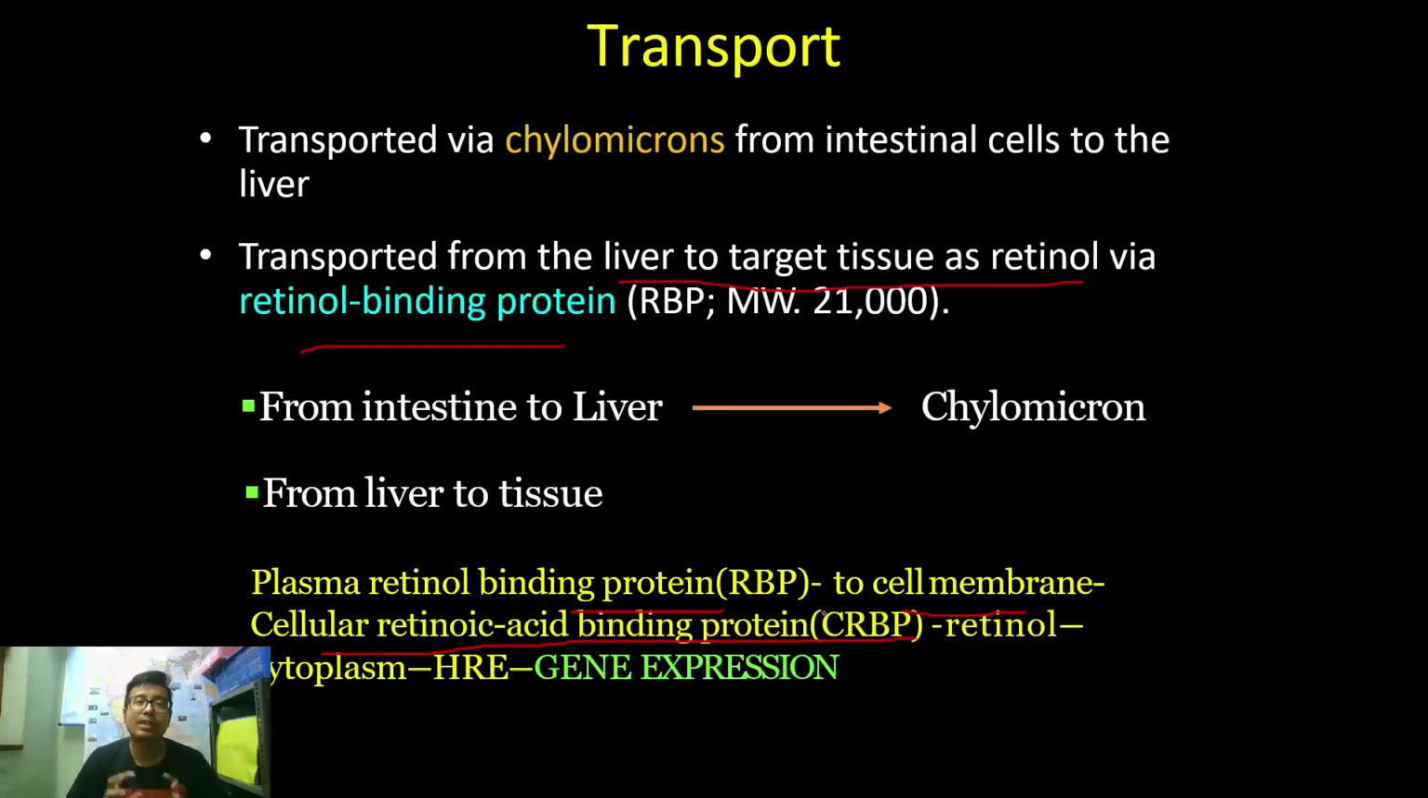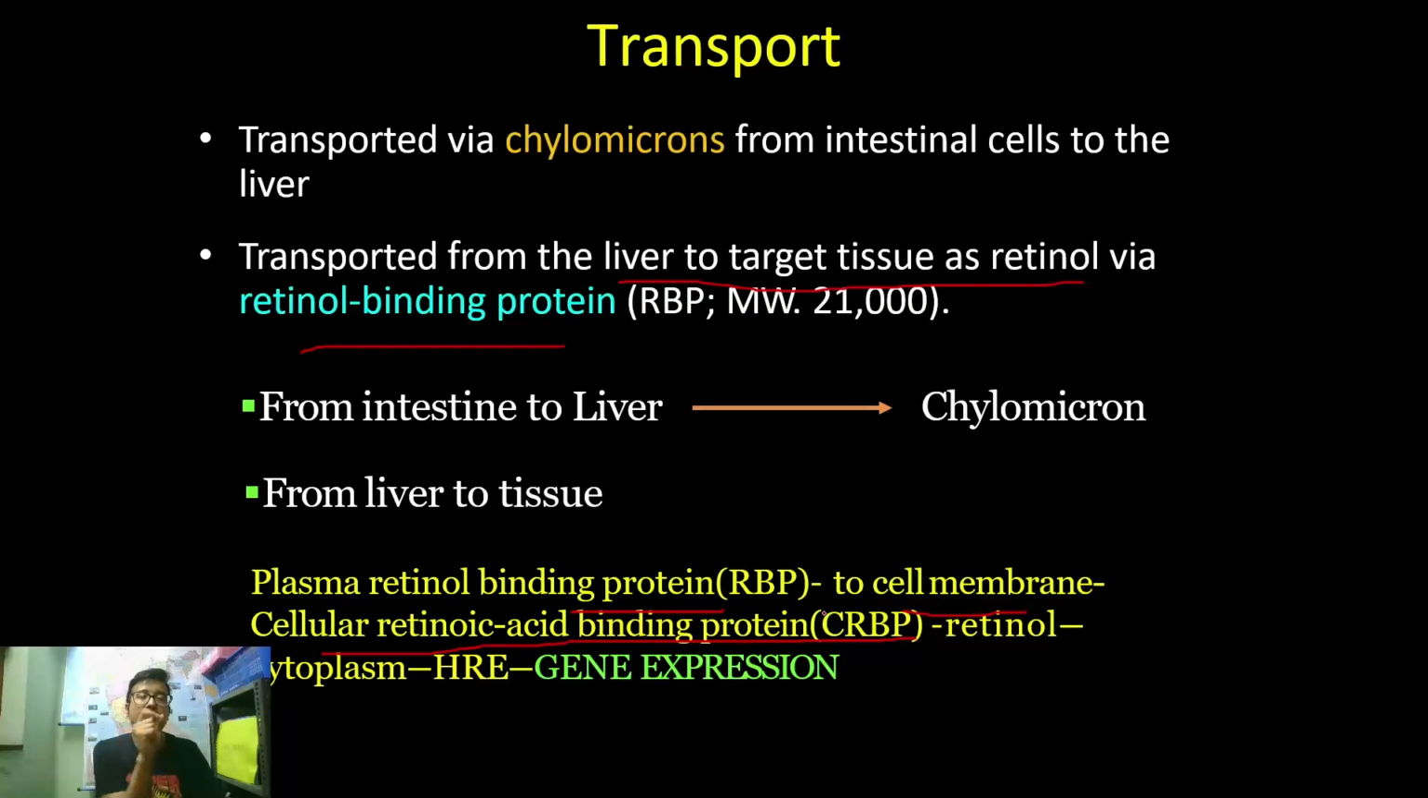There they have got the special receptors, known as hormone responsive elements or HREs. Those HREs ultimately are influenced by vitamin A and they trigger the gene expression, leading to various important functions.